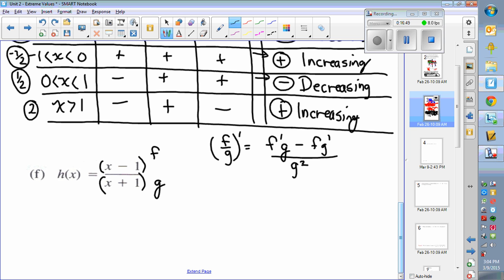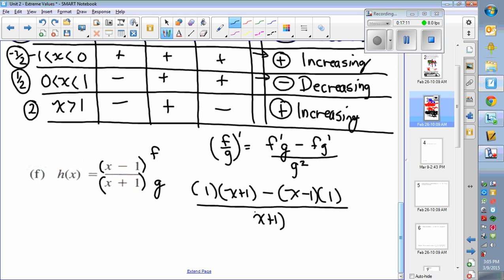So we will take the derivative of the top, so x minus 1, its derivative is just 1, that's f prime. G, you leave the function the way it was. F is x minus 1, and g prime is 1, all over x plus 1 squared. This is the derivative h prime of x. That's what we're working on.